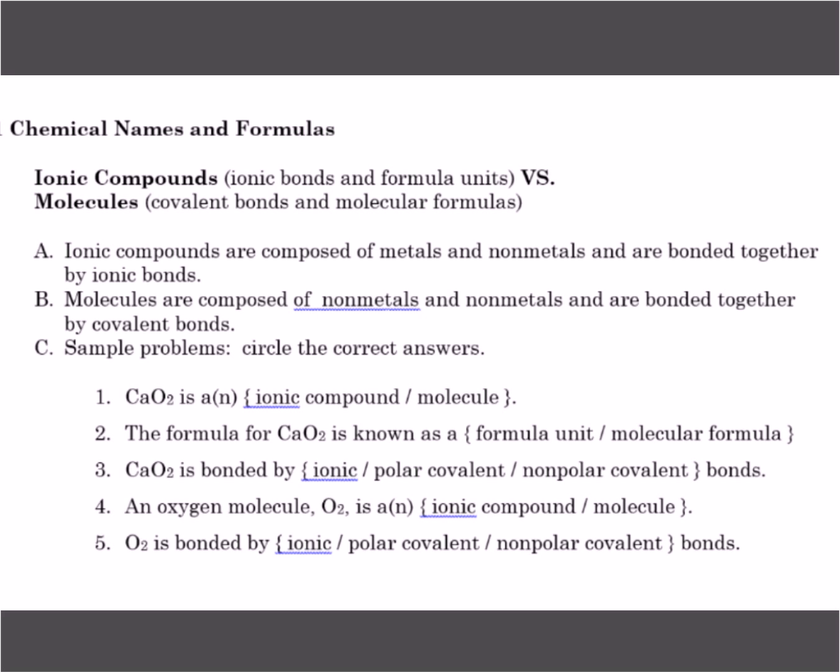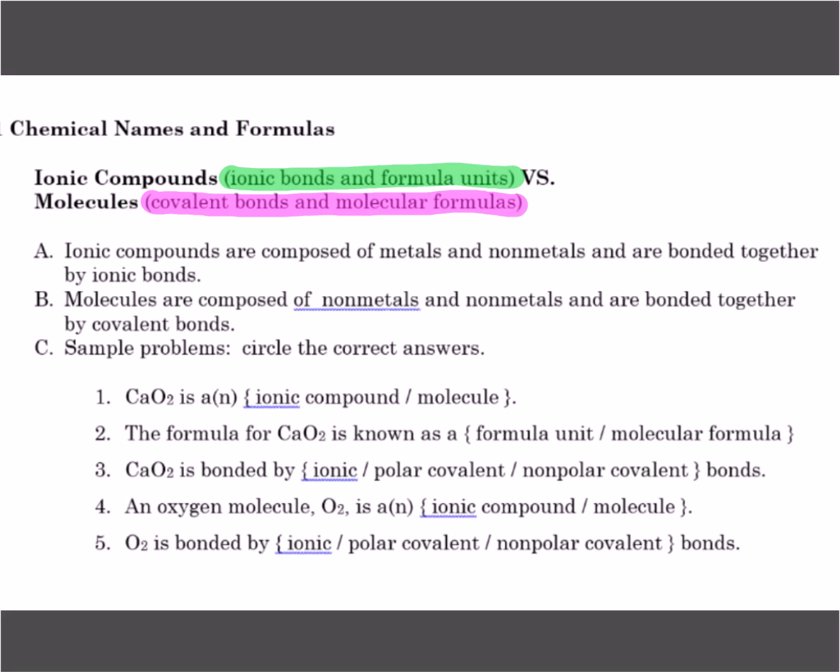CaO2 is an ionic compound, or is it a molecule? First off, let's talk about that, guys, right up here. Ionic compounds have ionic bonds and are called formula units. Molecules have covalent bonds, and they have what are called molecular formulas. We're going to get into that within this unit. So, going back to number 1.